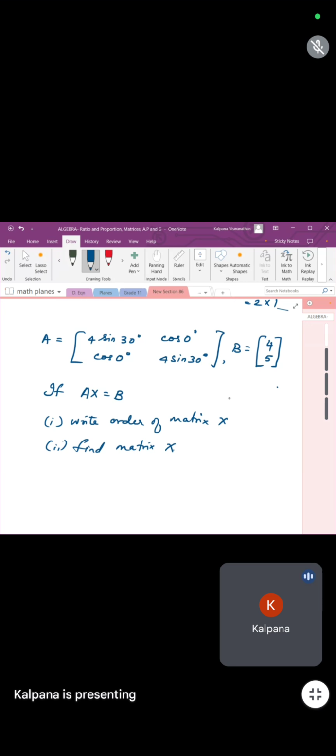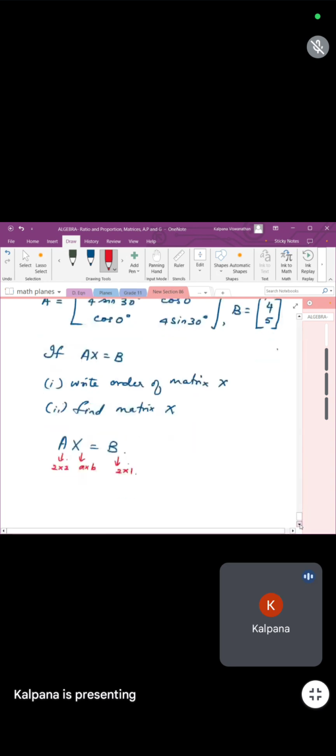So how do you find the order of matrix X? We have been given AX equal to B. We know the order of matrix A. What is the order of matrix A? Look at the question. It is a 2 by 2 matrix. So this one we don't know, we'll take it as a by b. Now the order of matrix B is 2 by 1. Now how to find the order of this X matrix?